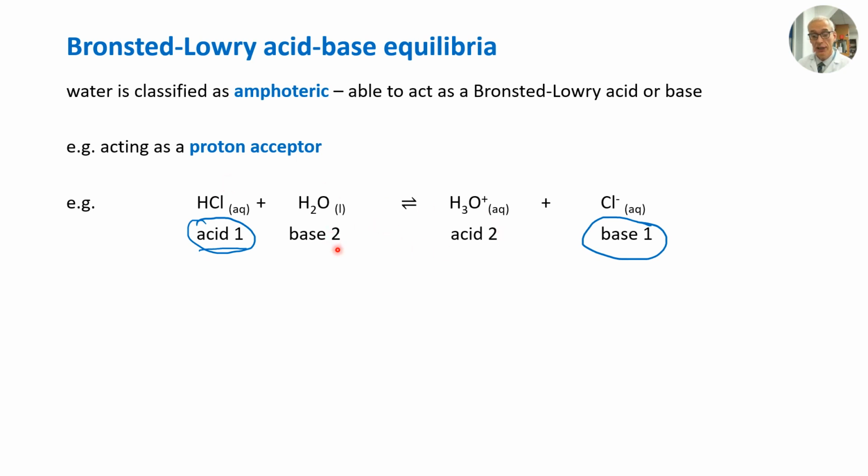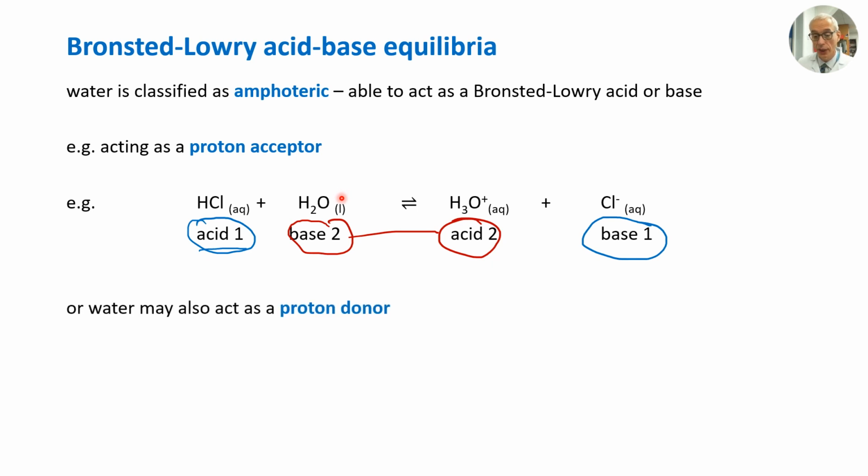Now, water accepts a proton to form the hydronium ion, but the hydronium ion can donate a proton to leave the water molecule. So just as HCl and chloride are an acid-base pair, similarly water and the hydronium ion are also a conjugate acid-base pair. But we can see there that water, H2O, is acting as a proton acceptor.